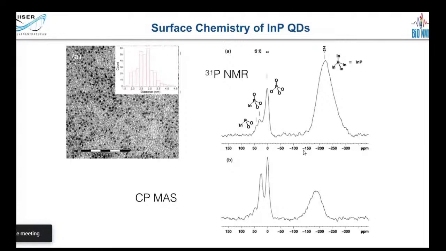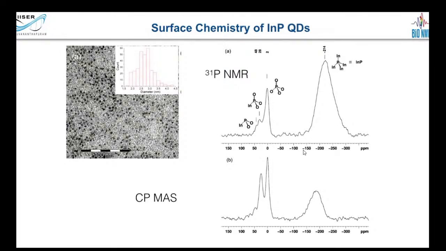Now coming to the surface chemistry of indium phosphide quantum dots. You probably know what quantum dots are. Quantum dots are semiconductor materials which have very good optical and physical properties, and they fluoresce. They are obviously found in Samsung LED TVs, powered by quantum dots.